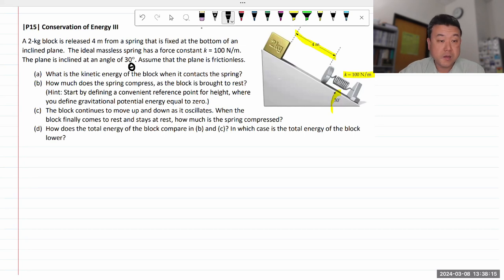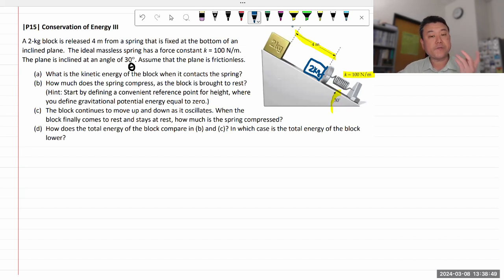Okay. So I think the question is trying to guide us through steps, although it's kind of unnecessary. So if you just want you to answer part B, you can just skip to that. And in fact, I'll show that to you in a bit. But let's just answer in order. It says, what is the kinetic energy of the block when it contacts the spring? So the block is eventually going to come here. 2 kilogram mass, traveled 4 meters to get here.